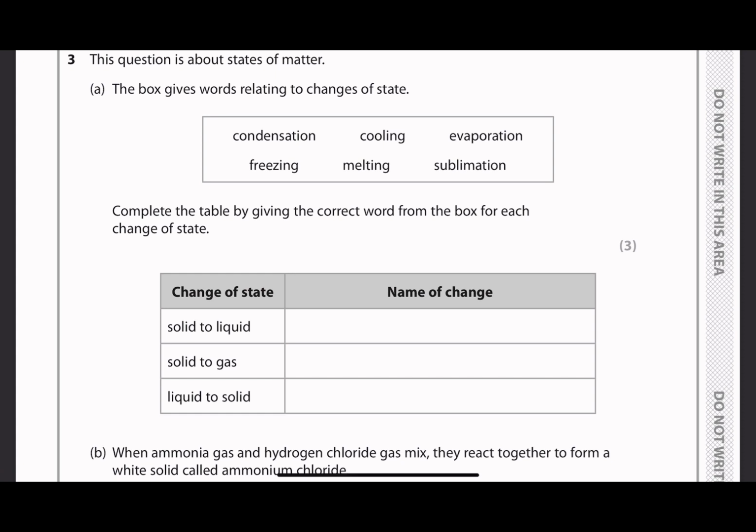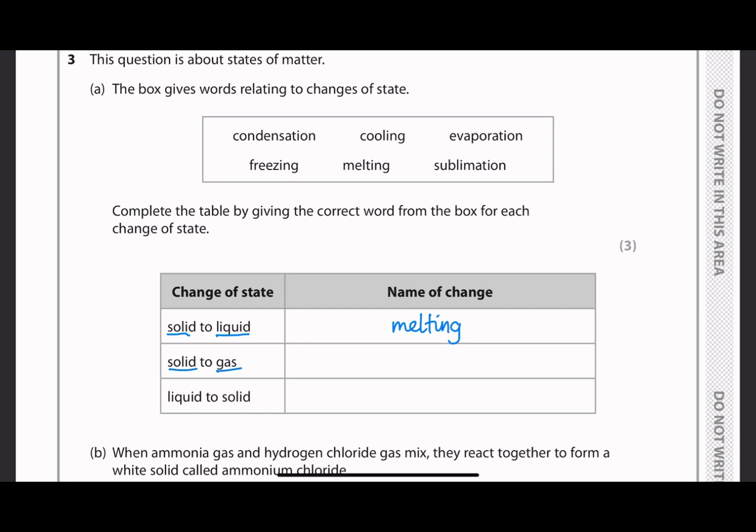So the third question is about states of matter, and we'll have to match these changes of state with the name of the change in the table. So the first one, from solid to liquid, is the melting process, and from solid to gas is the sublimation process.